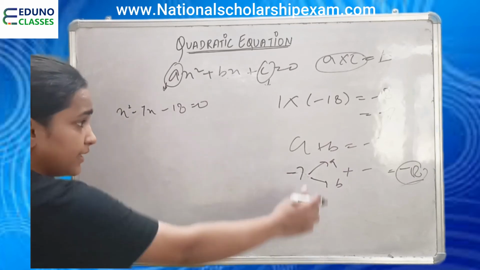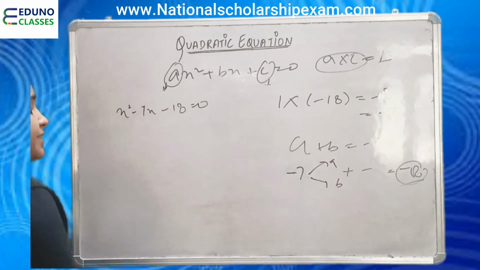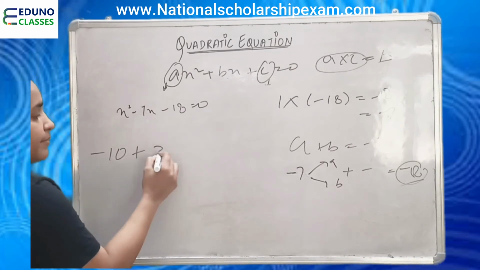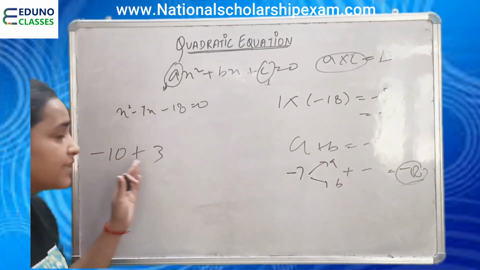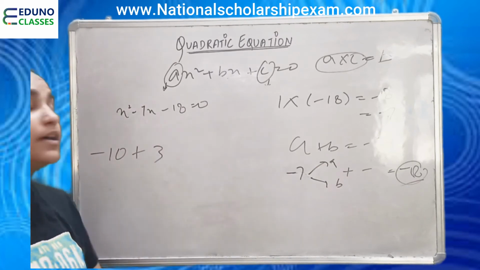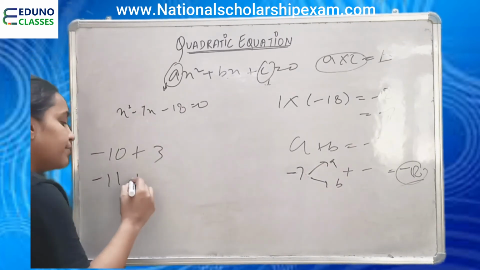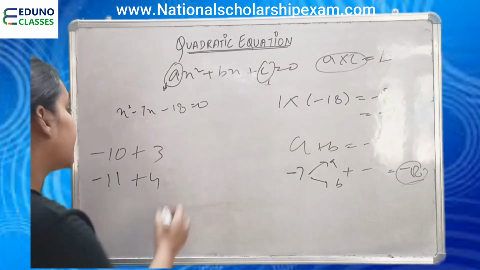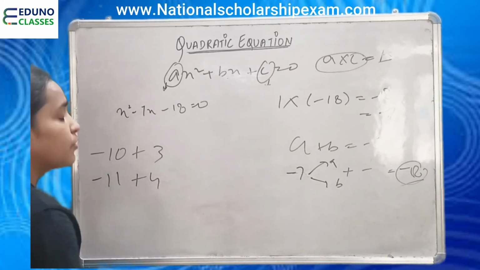So let us do this in this way. It is easy for us. Minus 7 I have to break so that the product is minus 18. How can I do that? I can do minus 10 plus 3. But does minus 10 into 3 give me minus 18? No. I can do minus 11 plus 4. Does minus 11 into plus 4 give me minus 18? No, it gives minus 44. The product here is minus 30, the product here is minus 44.